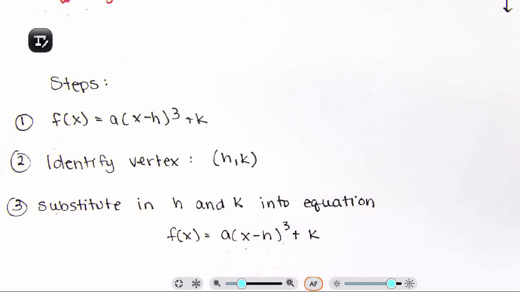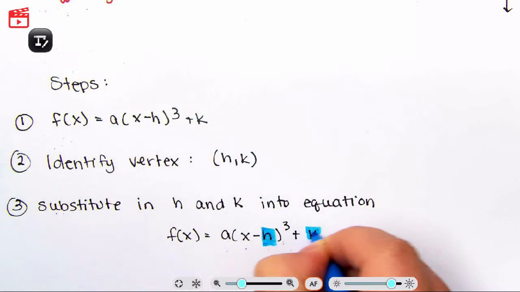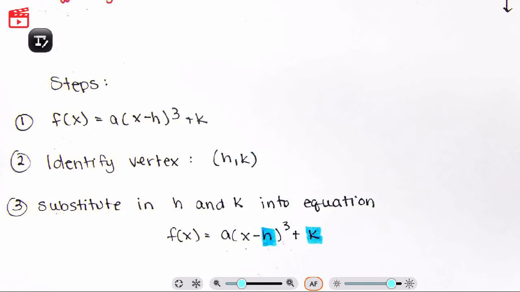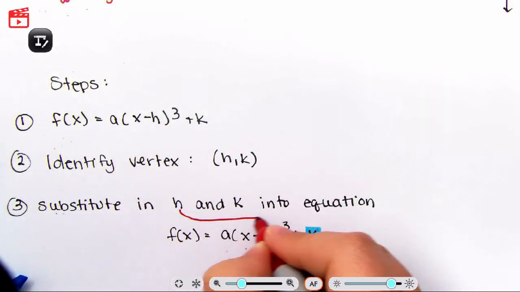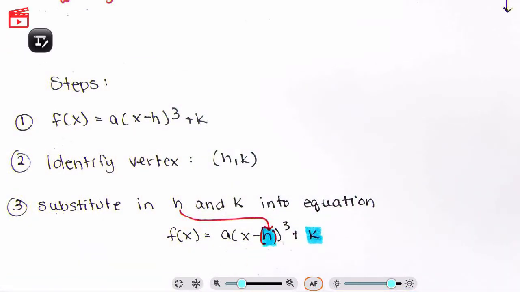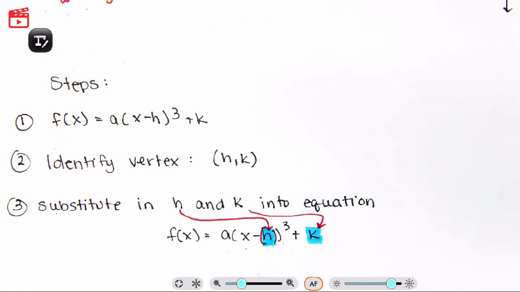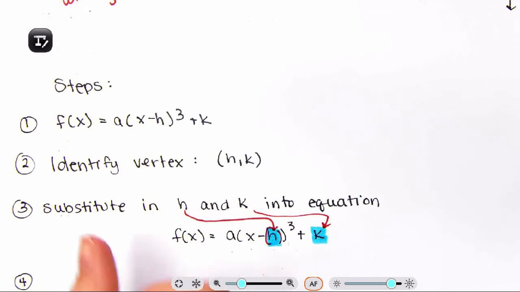Now remember, h is always the opposite, okay? So if you have a positive h, you're going to end up with a negative right here. If you have a negative h, you're going to end up with a positive. It's just the h, remember? This minus in front of h in the bubble means opposite. And k is just k, it's outside the bubble. We just write whatever it is. Opposite for inside the bubble. So once we've substituted that, step number 4 is you're going to solve for a.